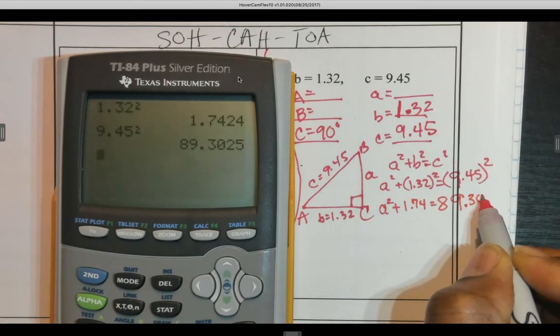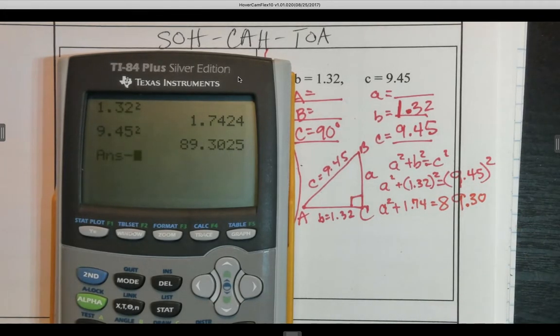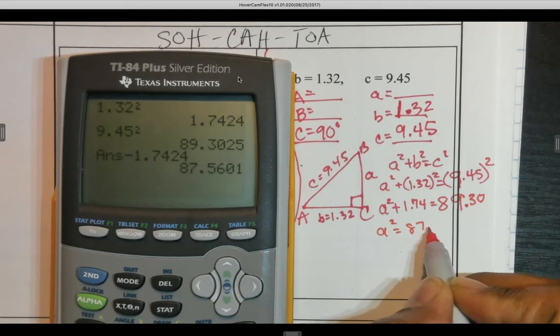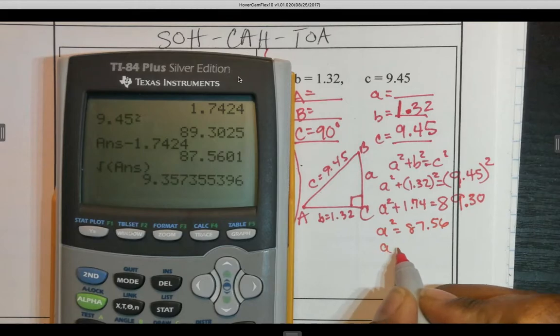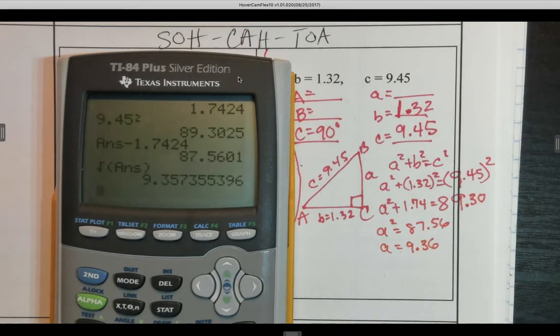All right, and of course subtract 1.74 on both sides. So I'm just going to take this answer, subtract 1.7424, use as many decimals as possible. So that means a squared is 87.56, and then I'll square root both sides. So square root that answer. I get that a is 9.36 if I round it off.